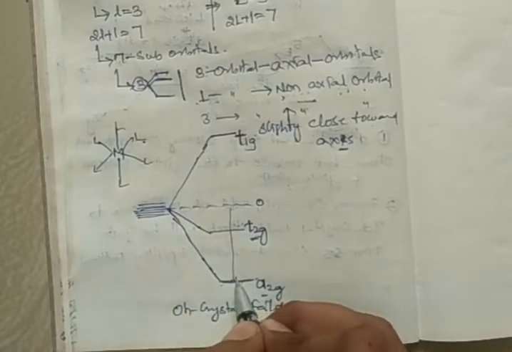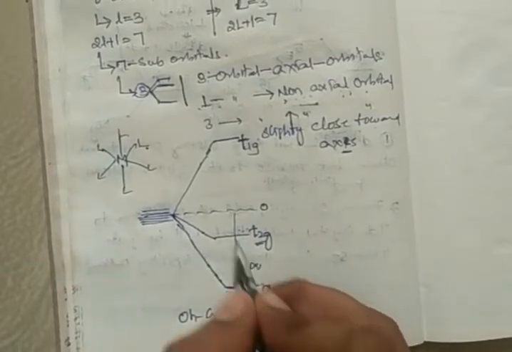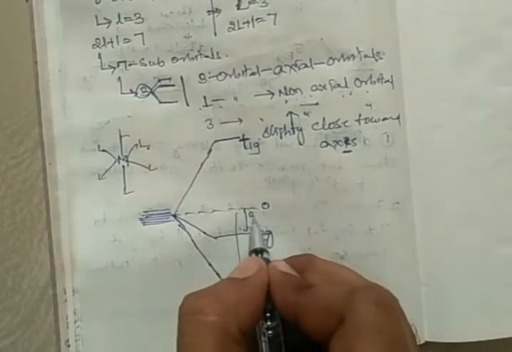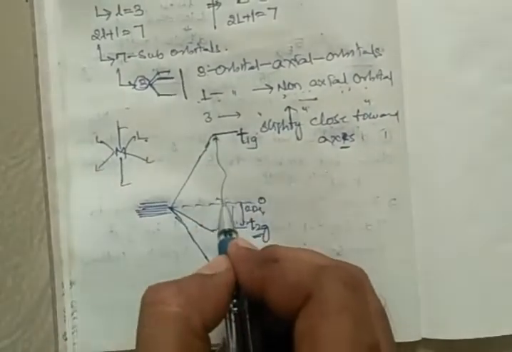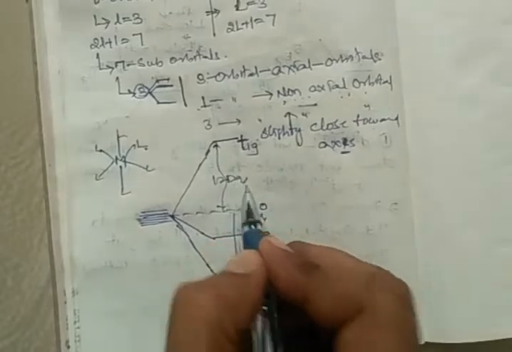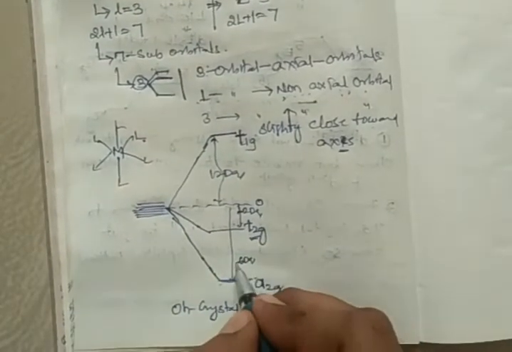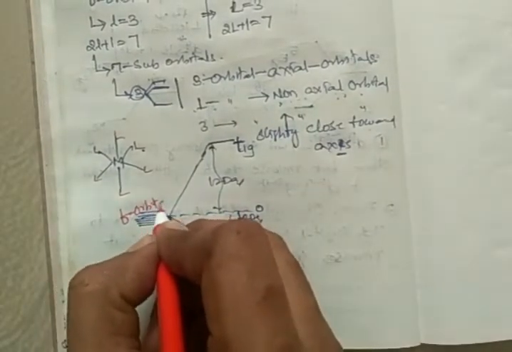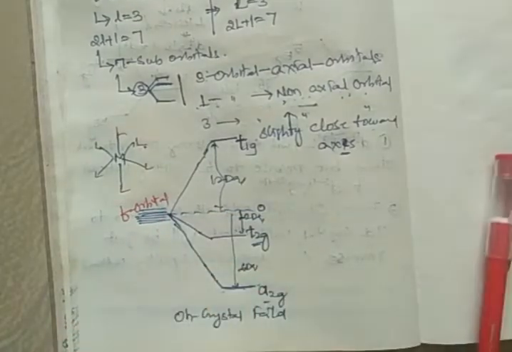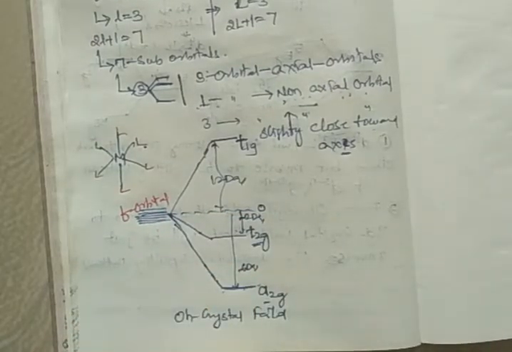So that's how the splitting takes place, right? Here to here the energy difference will be 6Dq, here to here the energy will be 2Dq, and the excitation energy level will be 12Dq. That's how it takes place, -2, -6, right? So such an F orbital splitting pattern can be observed in an octahedral crystal field, right?